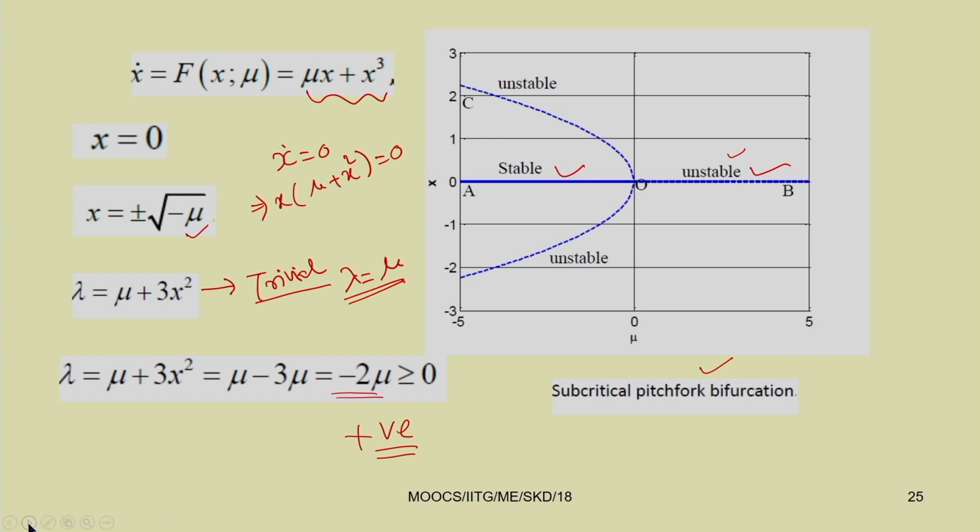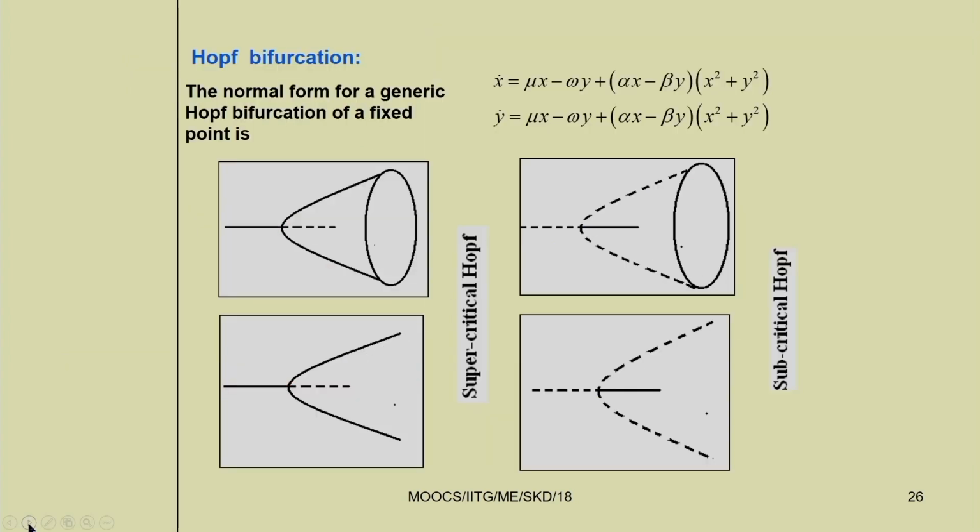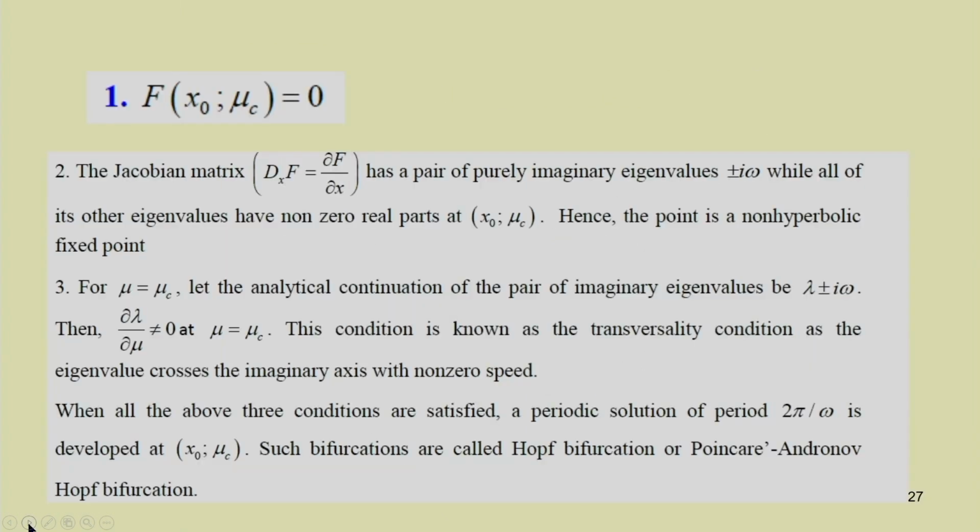The system may get damaged. So, let us see the Hopf bifurcation. This is the dynamic bifurcation. In the case of the dynamic bifurcation, we have the first condition, f(x0, mu_c) must be equal to 0, and the second condition is that the Jacobian matrix, d_x f, that is del f by del x, has a pair of purely imaginary eigenvalues.